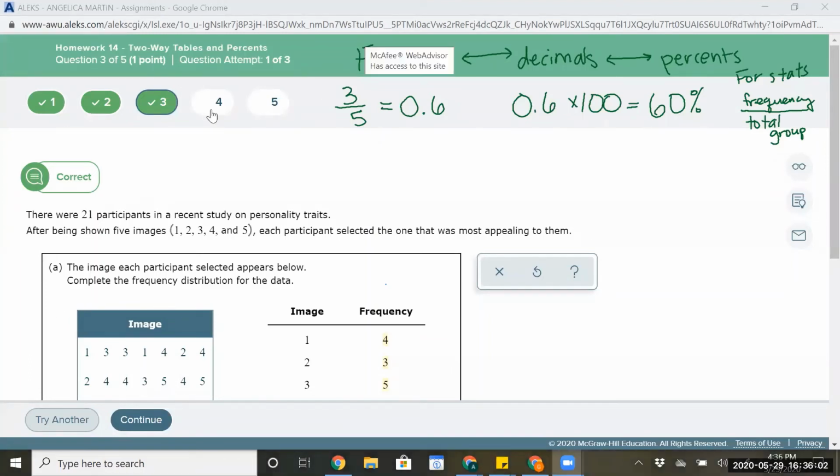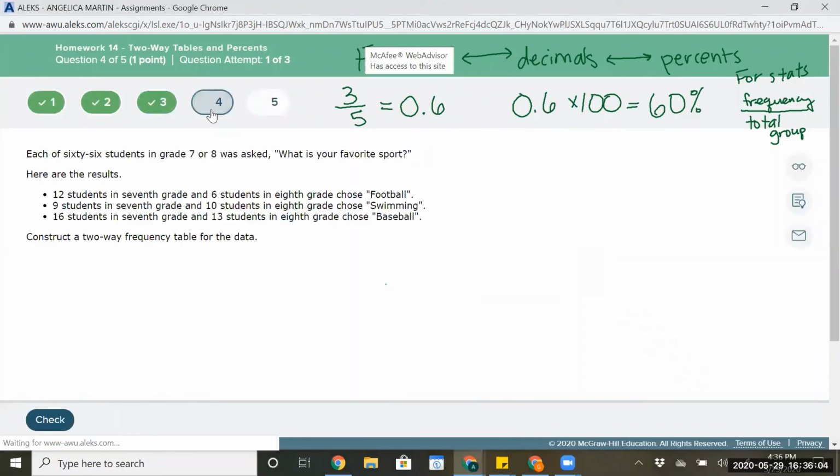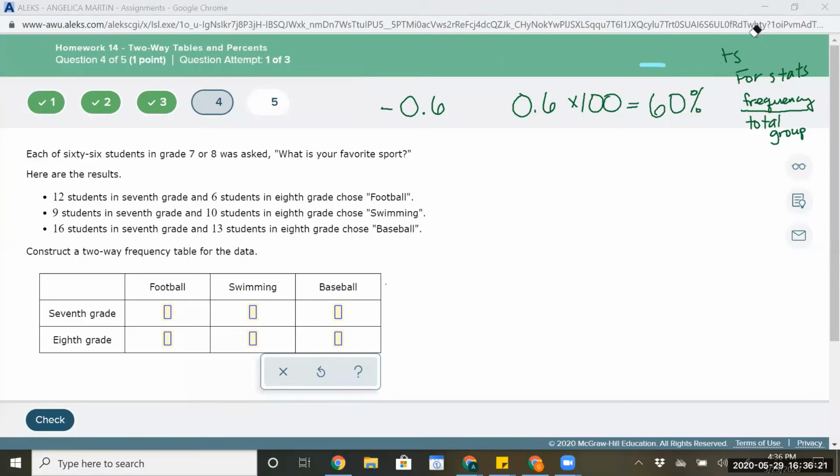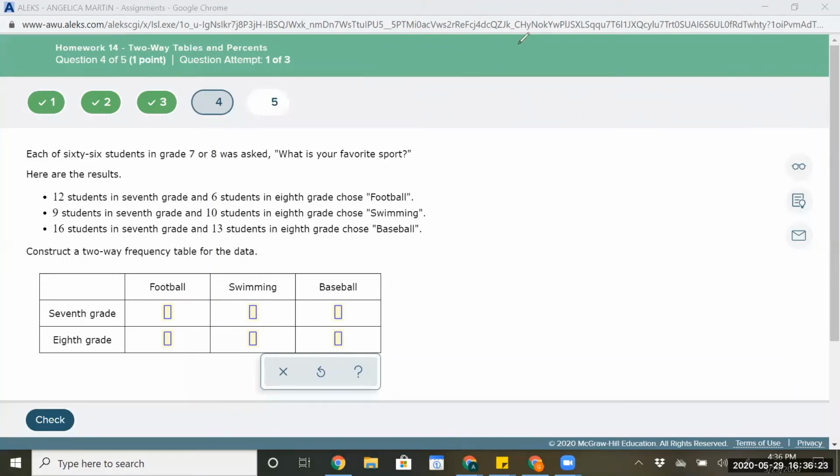Continuing on with question 4, we're going to go ahead and create a two-way table. Now, in question 1, we used a two-way table. This time, we're going to make one for ourselves. And really, to make a two-way table, let me go ahead and erase this percent stuff here because I believe we're done with that. To make the two-way table, all we're doing is reading carefully.